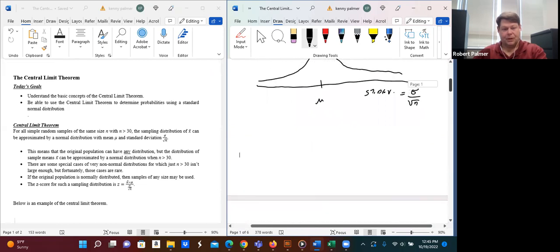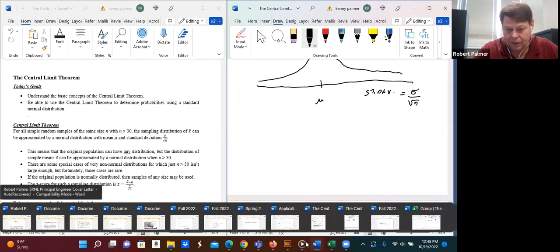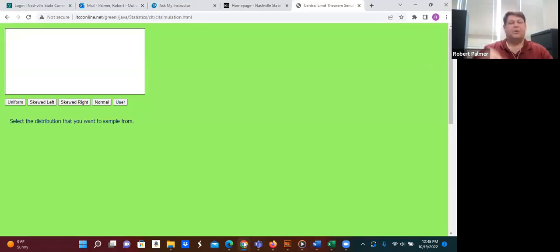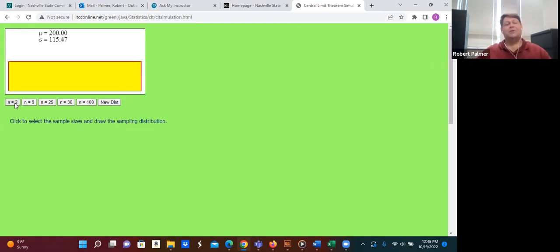Now I want to show you a few more things before we move on. So let's go right here. This is a central limit theorem simulator, and what we're going to do is pick a distribution. If I pick, let's say, a uniform distribution, remember uniform means all your values are exactly the same, so you just get a flat rectangle. This is the mean of that distribution, and this is its standard deviation.